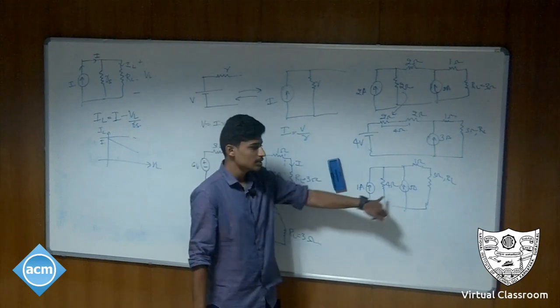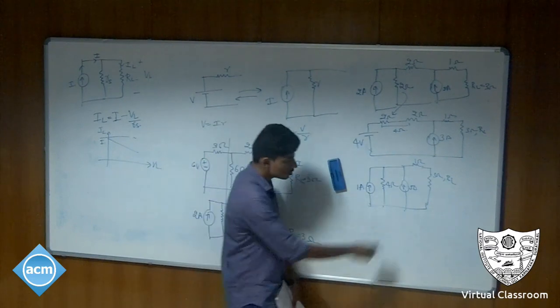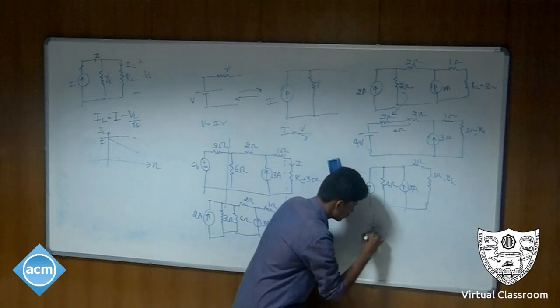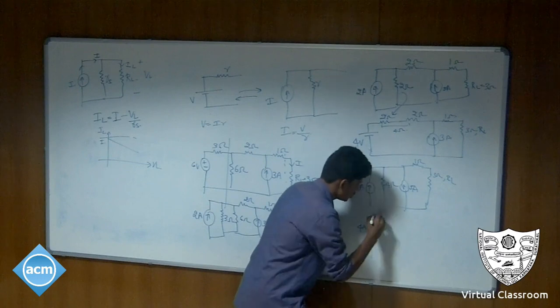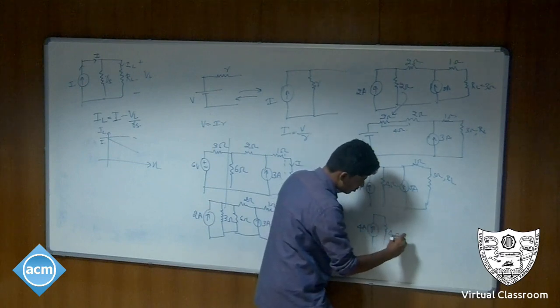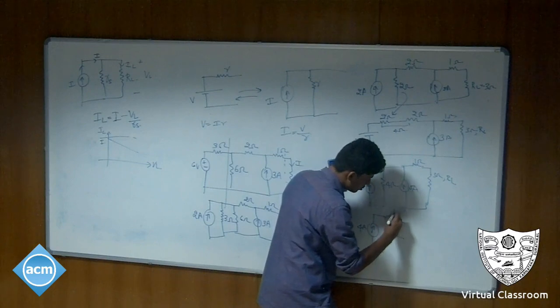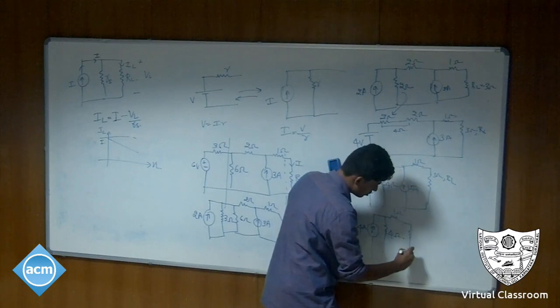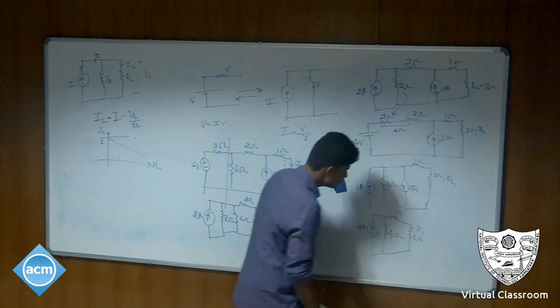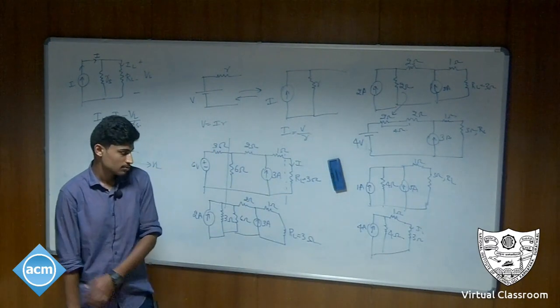So now I'll just combine these two parallel current sources which add up to 3 plus 1, 4 amps. 4 amps. And then you have 4 ohms in parallel again. And a 1 ohm here. So now you can solve for I.